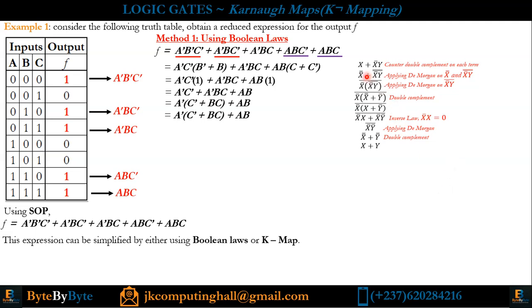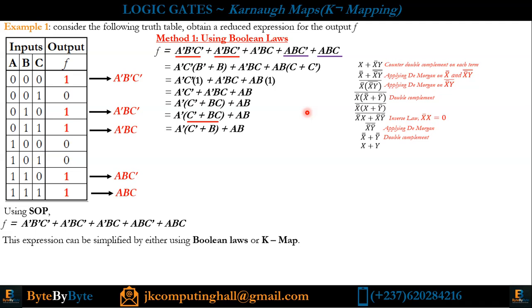This is the proof, as you can see. And so yeah, x is like my C bar. So if x is C bar, therefore x bar is simply C, and my y is B. So I'm supposed to have x plus y bar, that is C bar plus B. So this is what I am going to have.